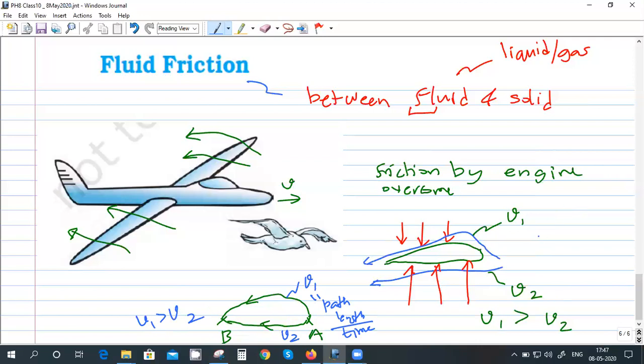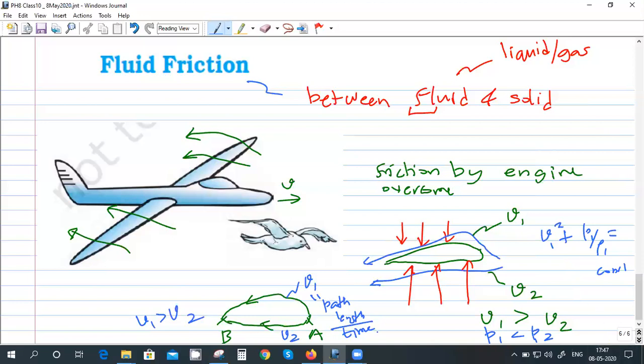And you have this Bernoulli equation, V squared plus P by rho equal to constant. So if V is more, pressure will be less. That is why the pressure at V1 is less than at V2. And this is the thing which gives the lift to the plane.